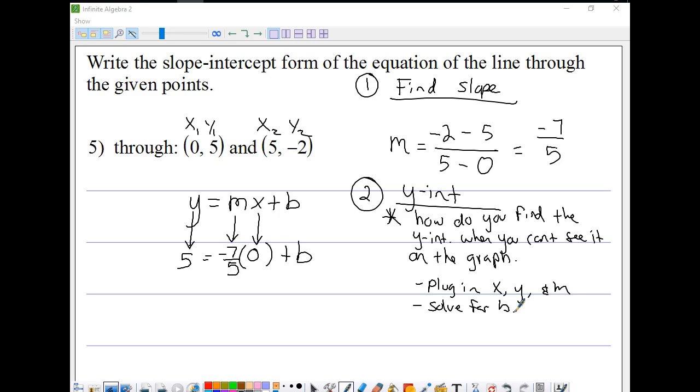I like that this person chose 0 because what's 0 times that? It's just 0, right? So we don't really even need it. I'll scribble it out there. So what's b? There's your b. And therefore I know my equation. My equation is y equals, what's my slope? And my y-intercept?